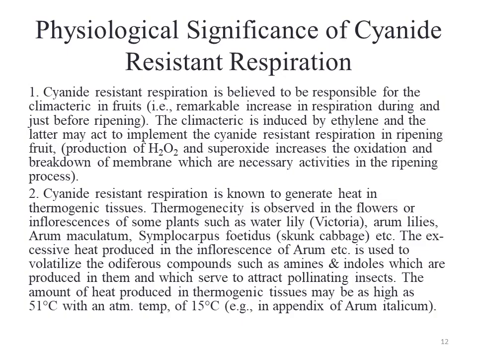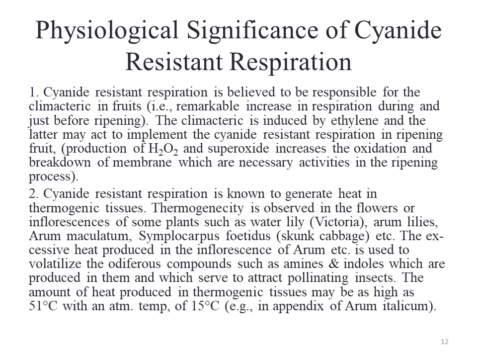So, what is the physiological significance of cyanide resistant respiration? Cyanide resistant respiration is believed to be responsible for the climacteric in fruits, that is the remarkable increase in respiration during and just before ripening. The climacteric is induced by ethylene, and the latter may act to implement cyanide resistant respiration in ripening fruits. That is, the production of hydrogen peroxide and superoxide increases the oxidation and breakdown of the membrane, which are necessary activities in the ripening process.